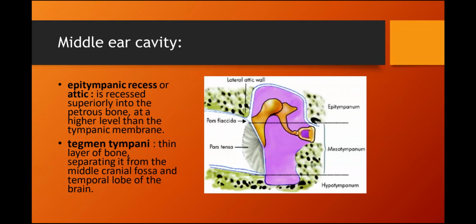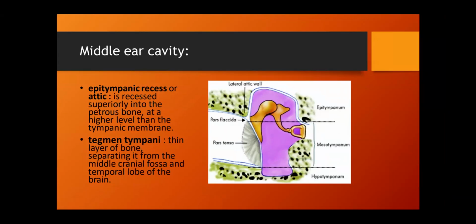The tegmen tympani, this is the tegmen tympani. This is okay. This is the tegmen tympani. It is an important part because any pathology can erode this thin plate of bone, and a connection will occur to the middle cranial fossa.